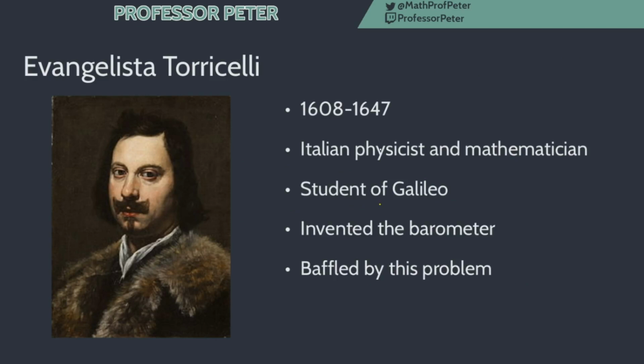Evangelista Torricelli was an Italian physicist and mathematician who was really interested in this kind of thing. He was a student of Galileo. He wasn't alive for very long, but he had a pretty good prime, I would say. He was the inventor of the barometer. He is also one of the first people to give a scientific explanation of the nature of wind, where it comes from, talking about air pressure changing, all that kind of stuff. Most importantly for this video, though, he was baffled by this problem.